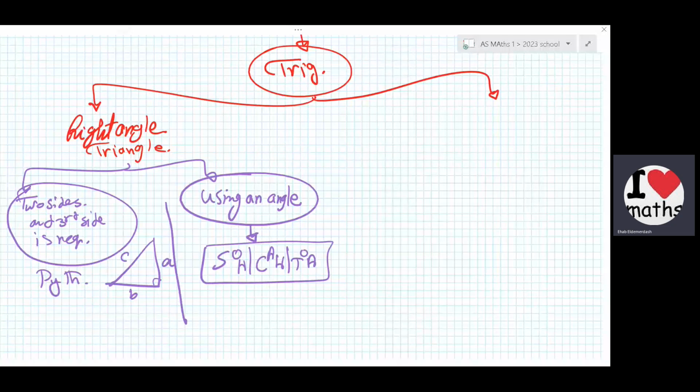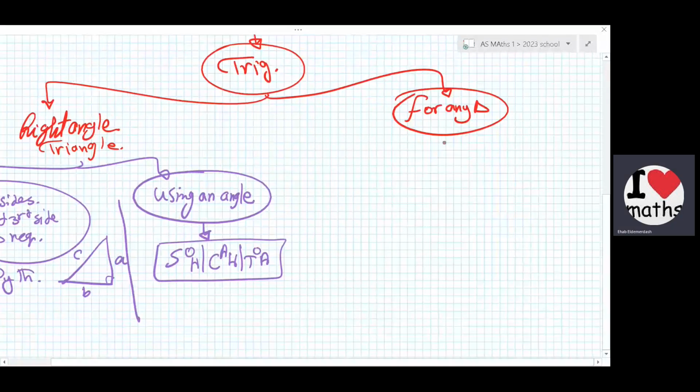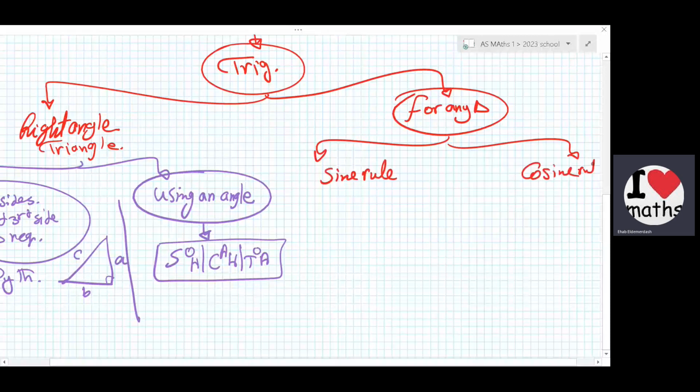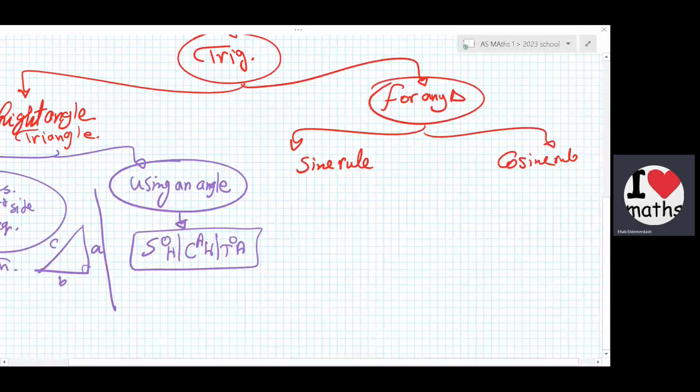Agreed, guys? Do you have any problem with this one? Second, if it is not a right angle triangle, and let me say it's for any triangle, then for any triangle there are two options: either to use the sine rule or to use the cosine rule. Are we clear on that? So if I'm talking about any triangle, which means it is not a right angle triangle, in this case you have to think about the sine rule or the cosine rule. But in which case will I use the sine rule?